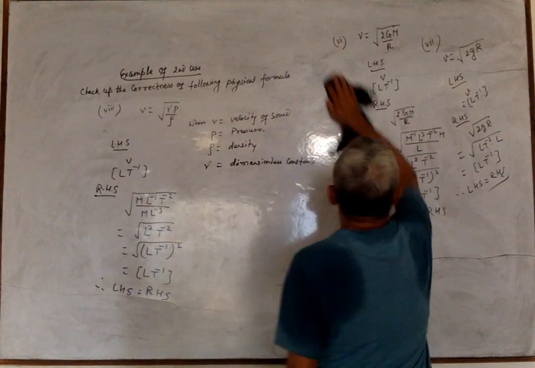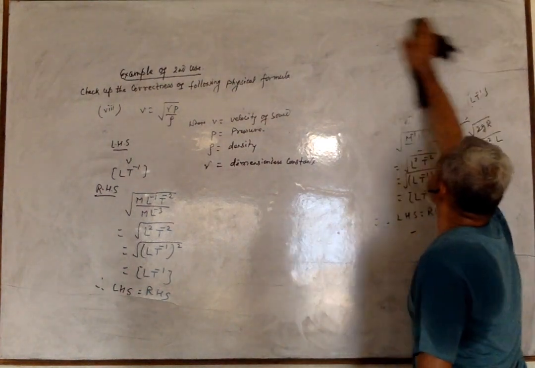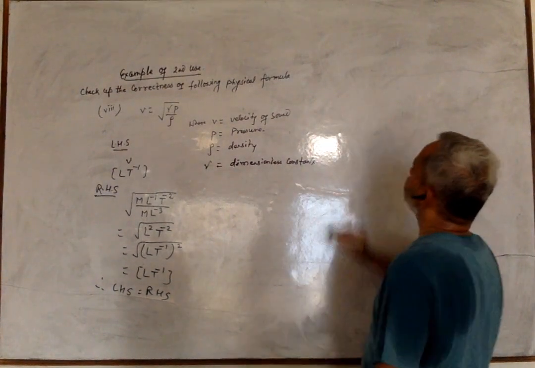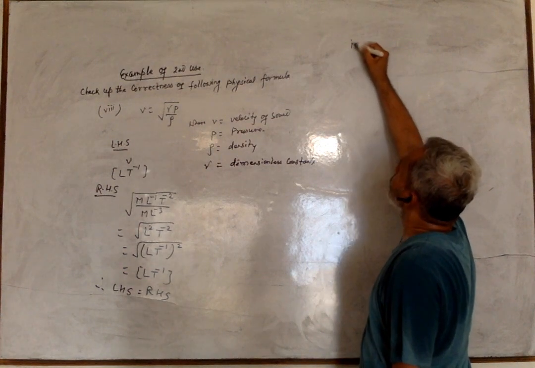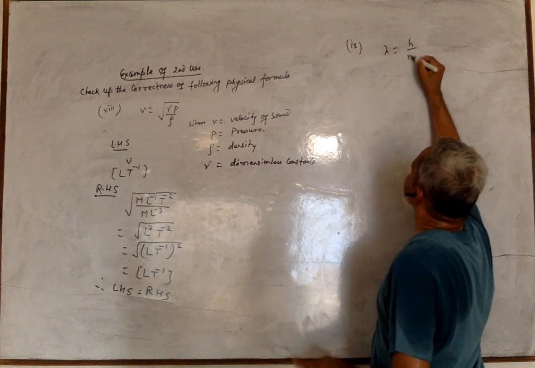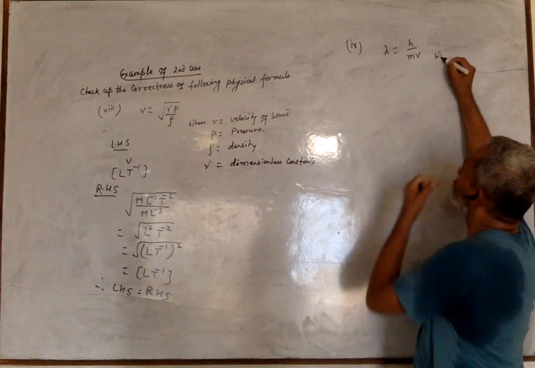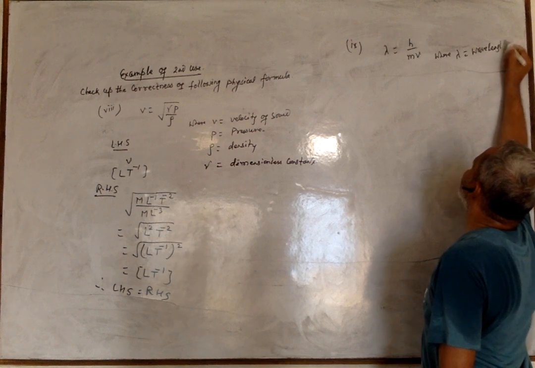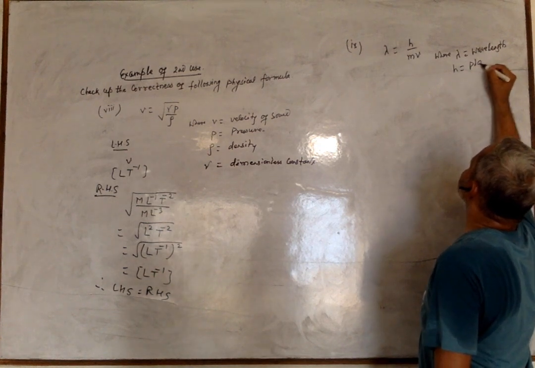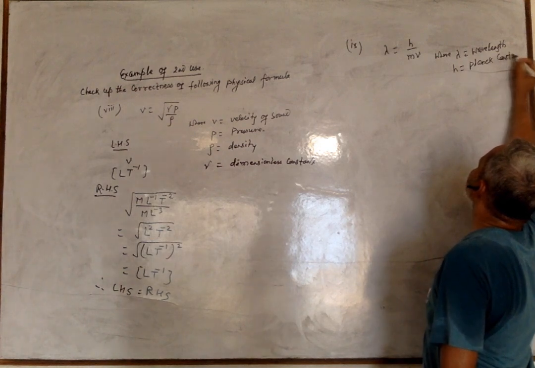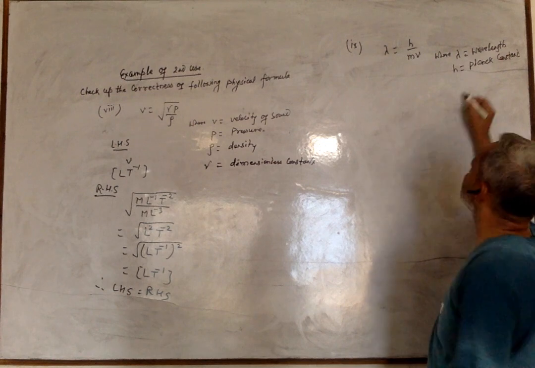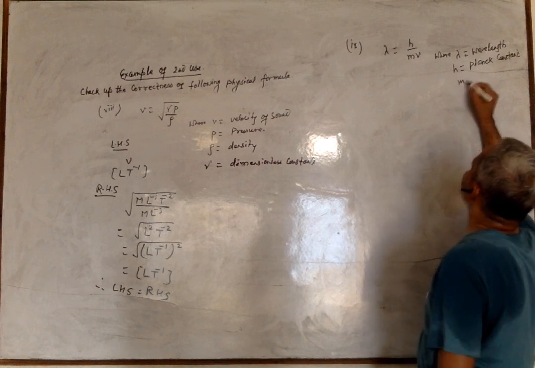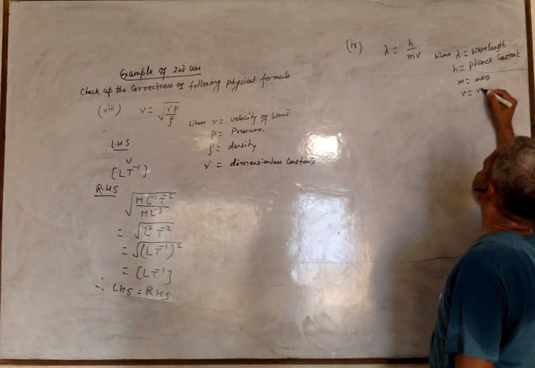One more example for second use. The de Broglie wavelength, lambda equal to h by mv, where lambda is wavelength, h is Planck constant, its dimension is ML^2 T^-1, m mass, v velocity.